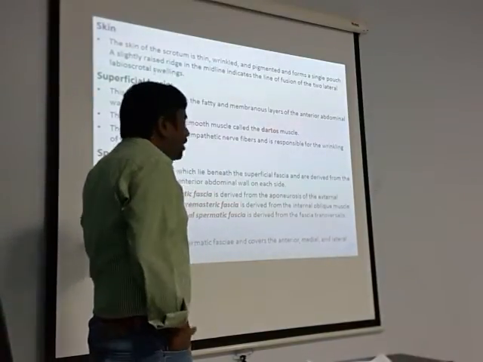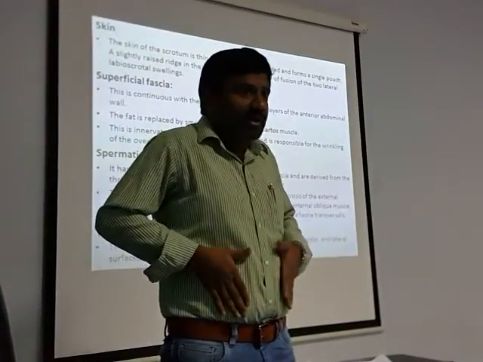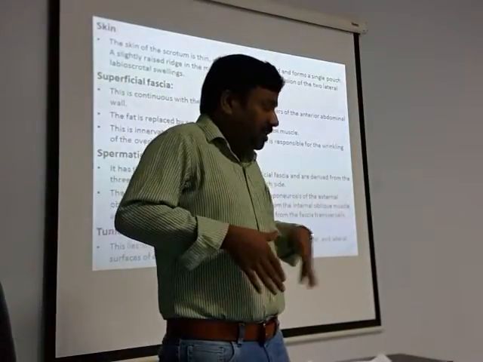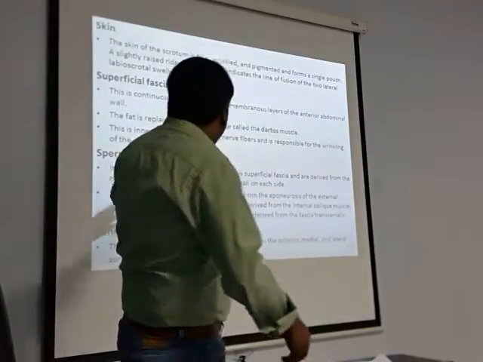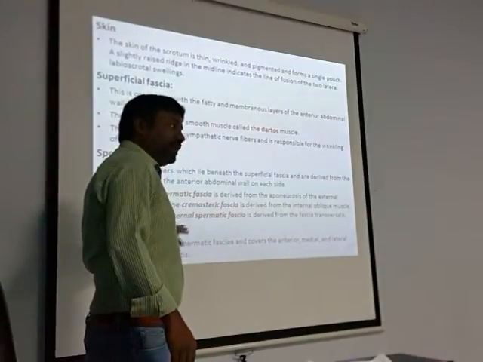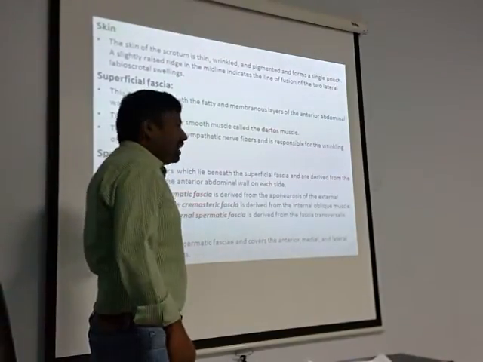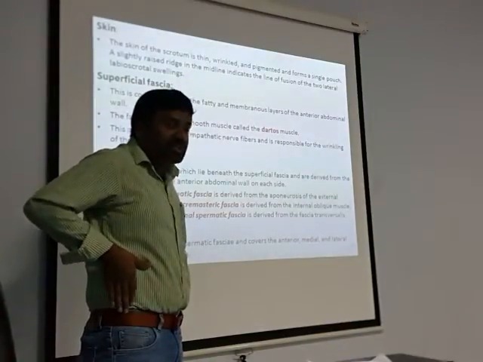You have three layers here in the anterior abdominal wall: external oblique, internal oblique, and transversalis fascia. The same layers come down, following: external spermatic fascia, then cremasteric fascia, then internal spermatic fascia. The external spermatic fascia is nothing but a continuation of the external oblique.